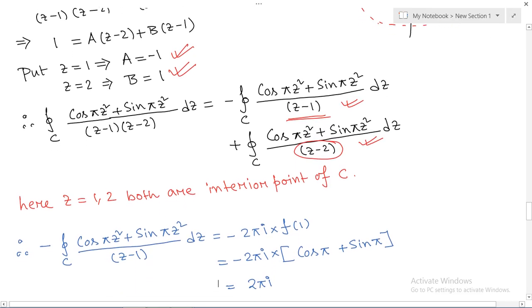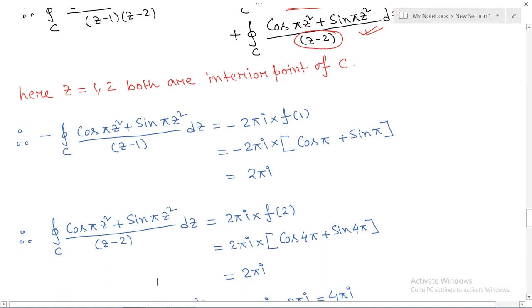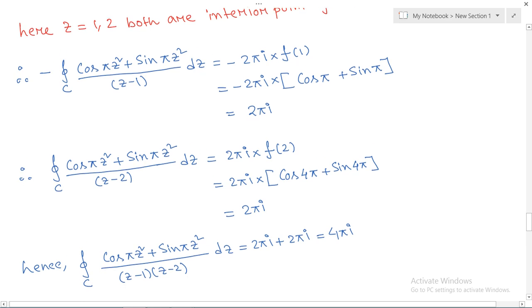So for the first integration, we have the minus sign that I have already taken because it is there. So minus of this equals minus 2 pi I into f of 1, because here 1 is the interior point. Our function is cos pi z square plus sin pi z square. So put z equal to 1, we have cos pi plus sin pi.